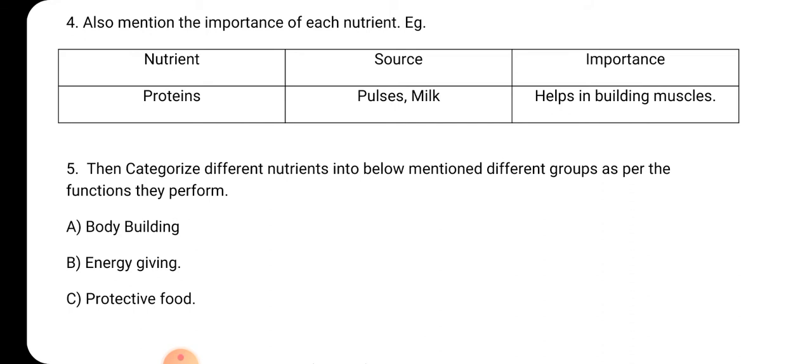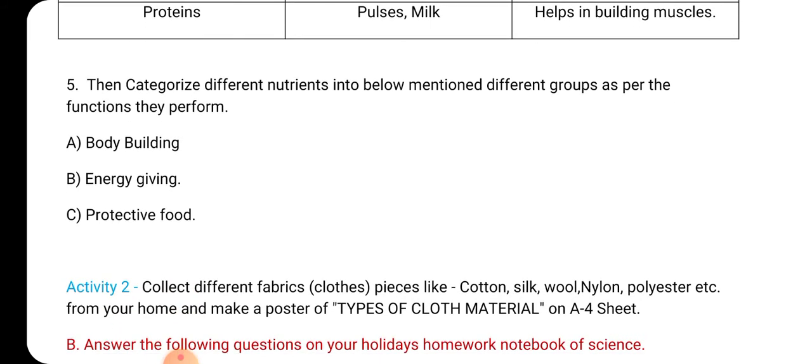After that, in the same manner, you will write down the other nutrients, like after proteins: carbohydrates, fats, vitamins, minerals. You will write all the nutrients and their sources, paste the pictures of those sources, and then write the importance. Clear? After writing all the nutrients, you will categorize them into the three groups mentioned below: which nutrients are body building nutrients, which are energy giving nutrients, and which protect us from diseases. Clear everyone? Like this you will categorize all the nutrients.